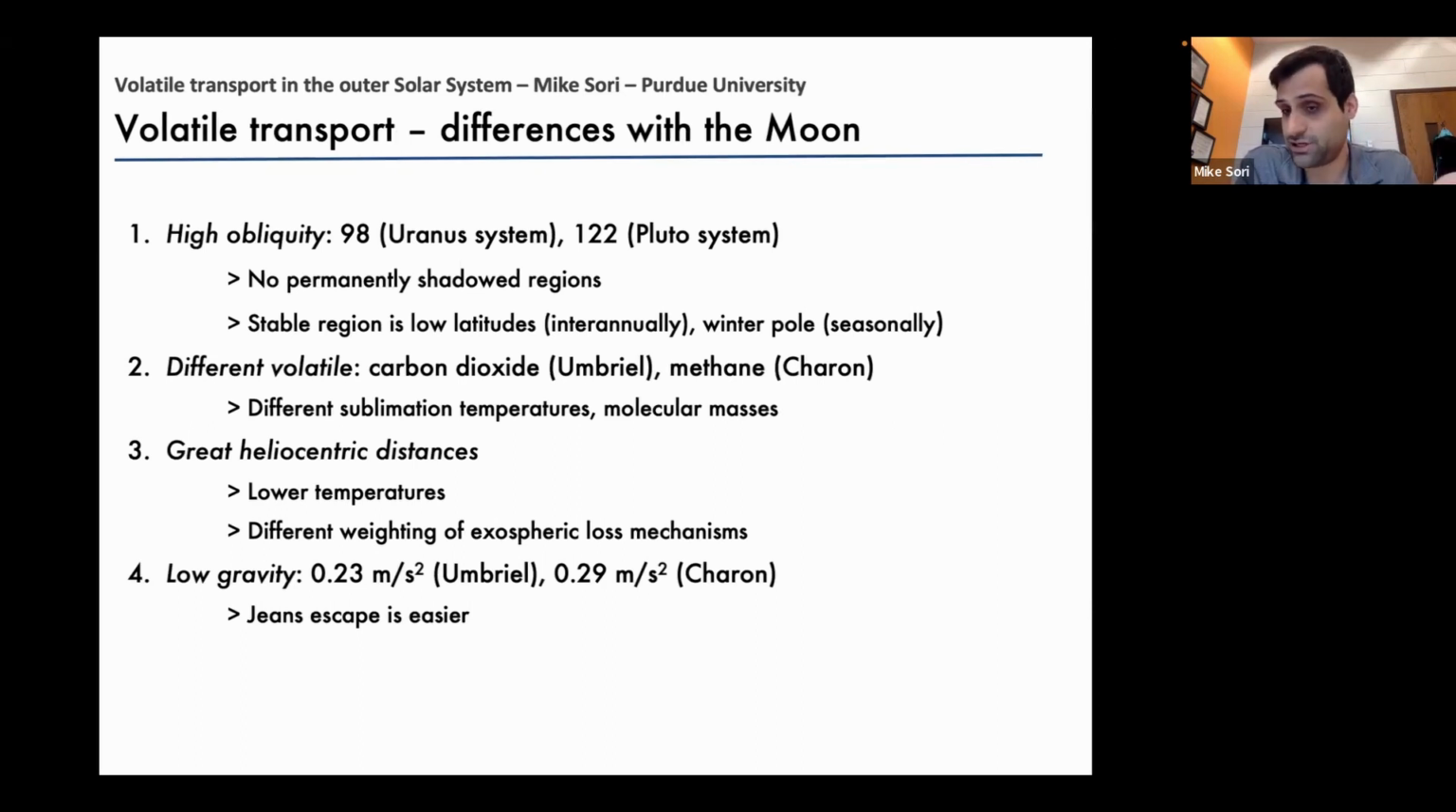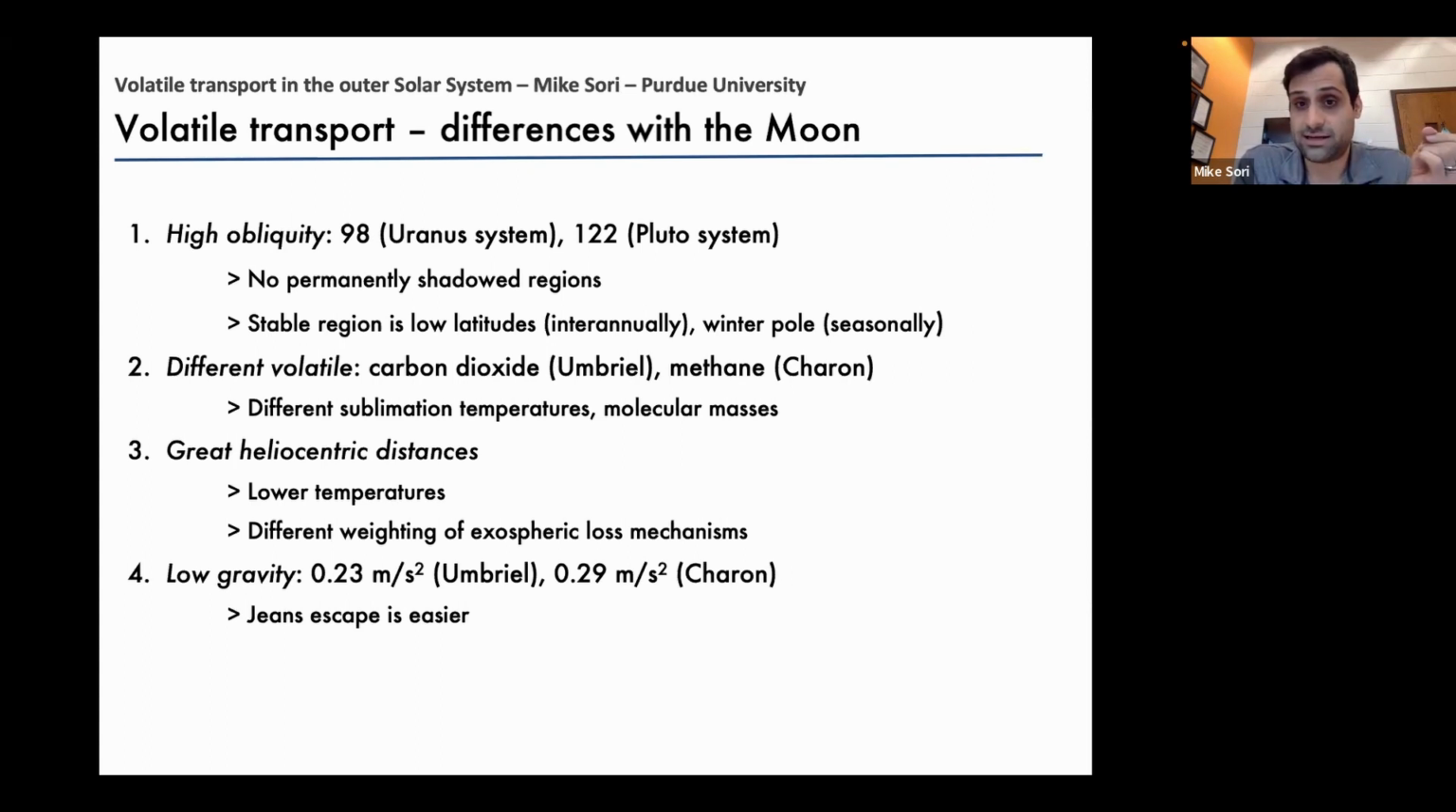Importantly, there are no permanently shadowed regions on these bodies. So there's no equivalent of the PSRs on the moon. There's no equivalent of the PSRs on Mercury, as much as we think. And so if you want a volatile deposit to stick around for a geologic timescale, you have to be okay with it seeing some sunlight during the year.